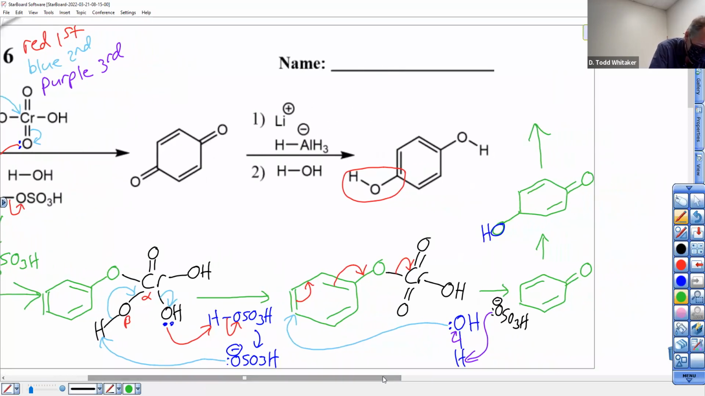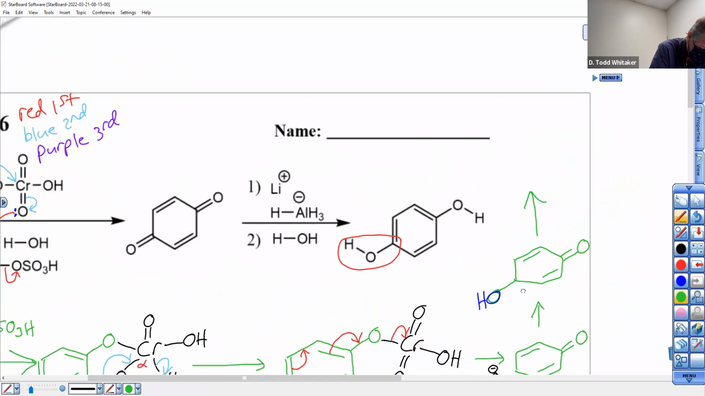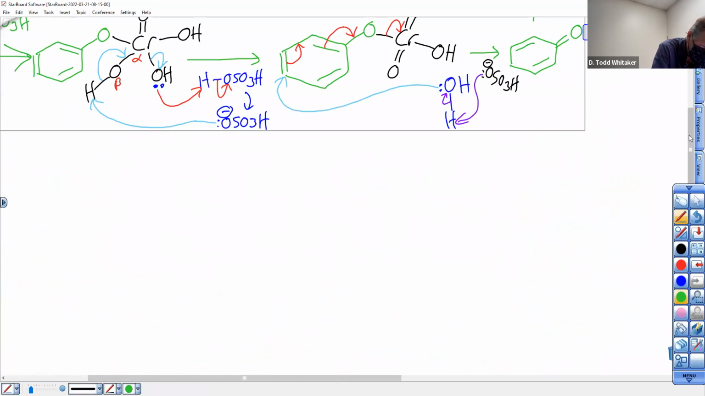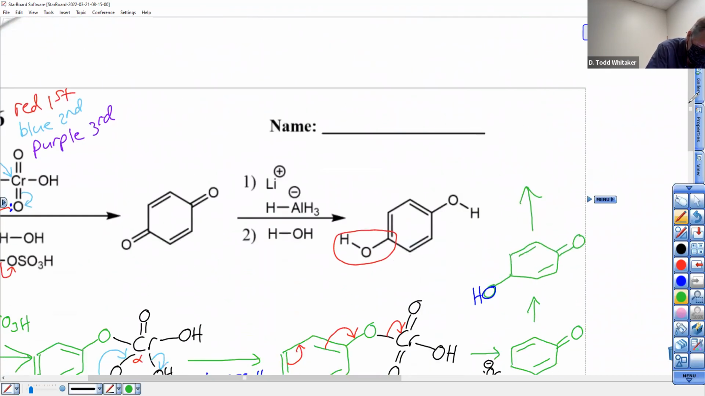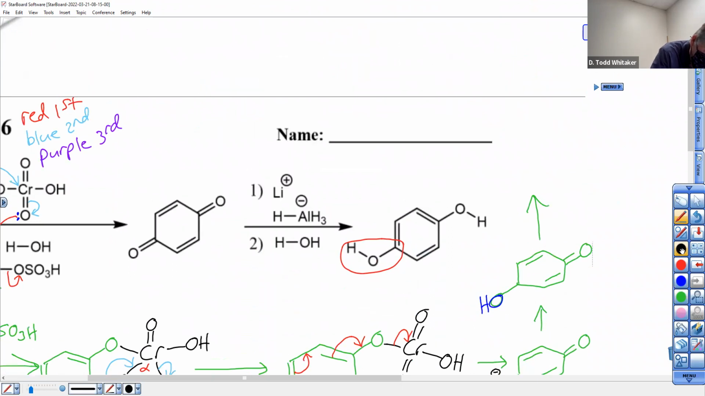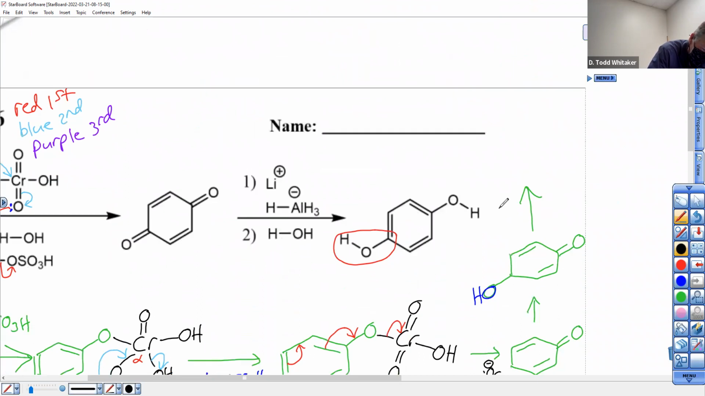I need space at the top, I think. Yeah, lots of space. I need chromic acid number 2. Wow, thought I had the pen on. Now I do. Chromic acid number 2.